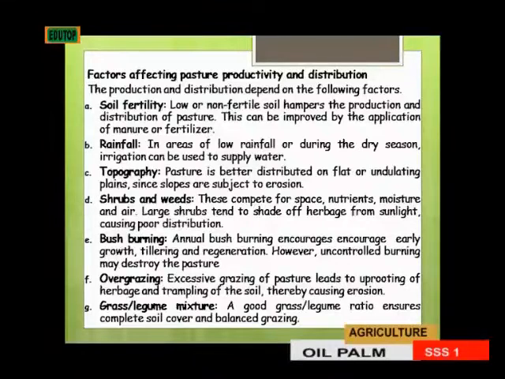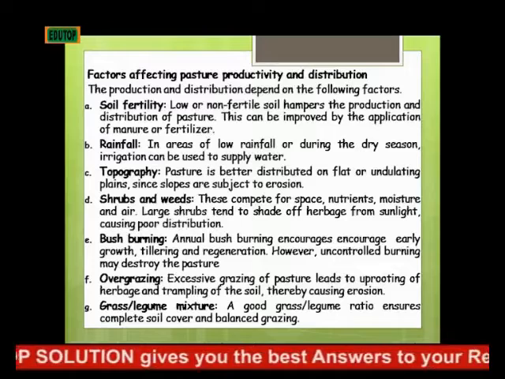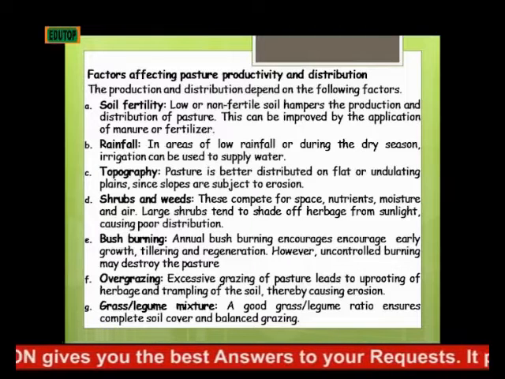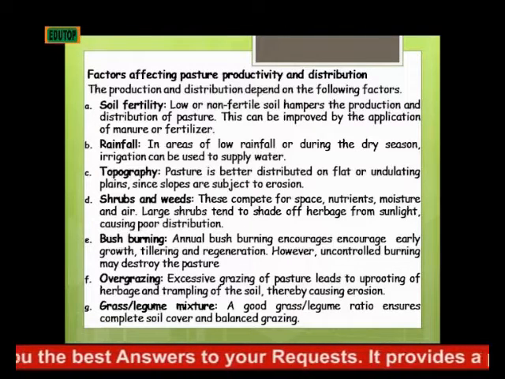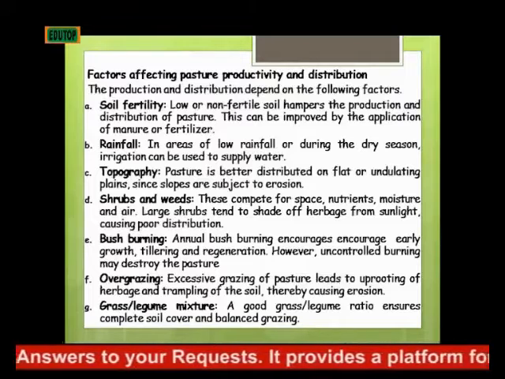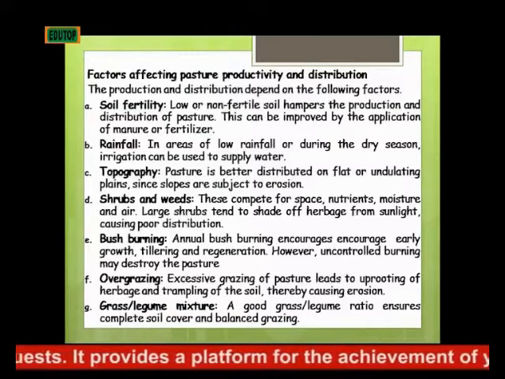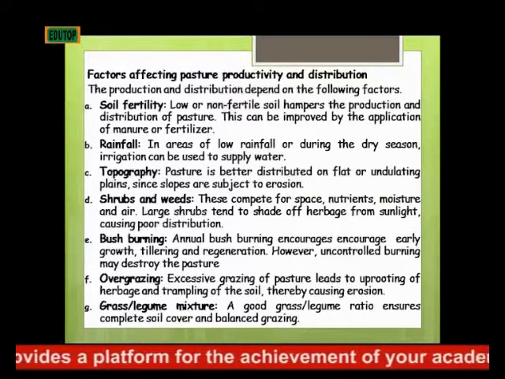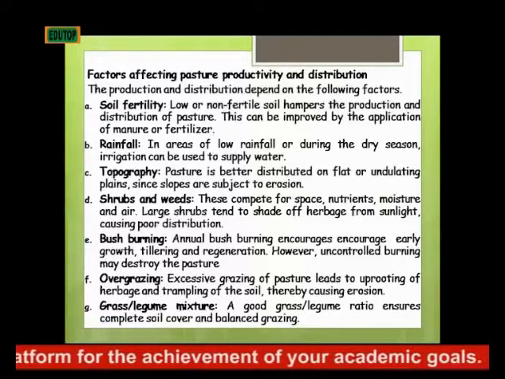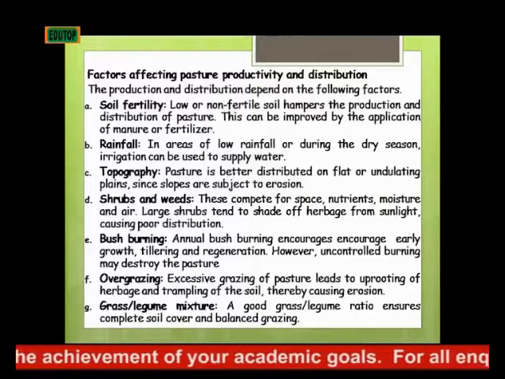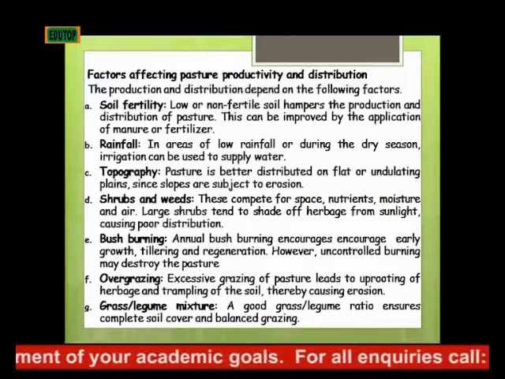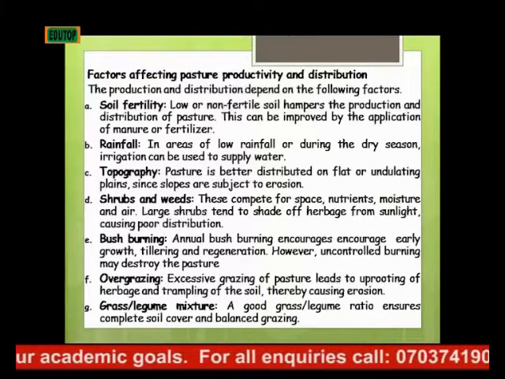And then the next factor that affects pasture is topography. Pasture is better distributed on flat or undulating plains, since slopes are subject to erosion. That is, if we're having a sloping area, the erosion will reduce, or hamper, or affect the productivity and distribution of pasture.